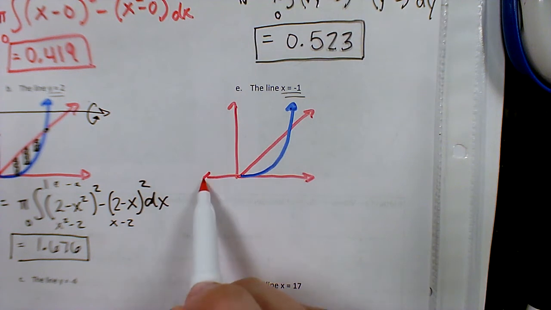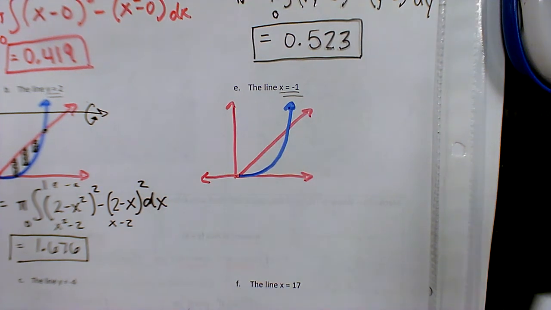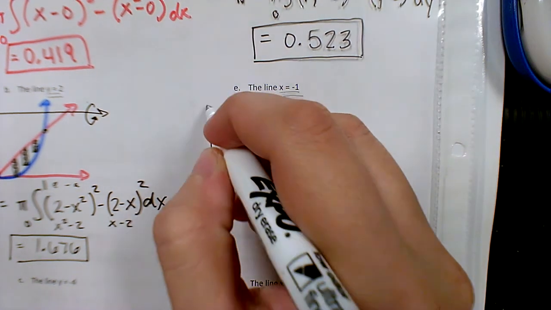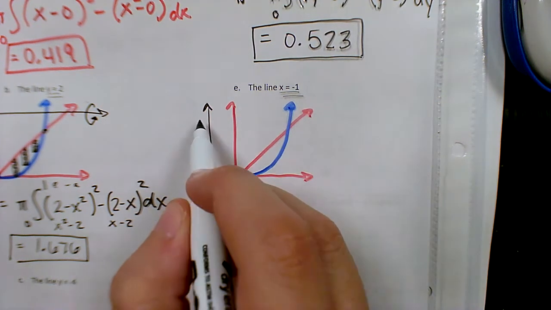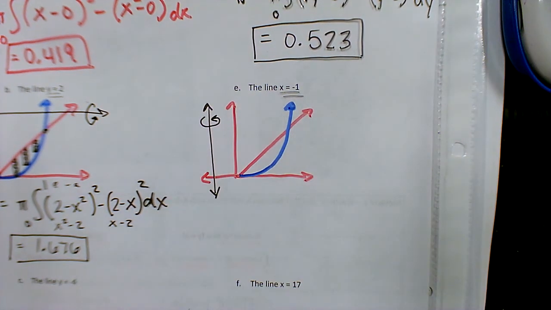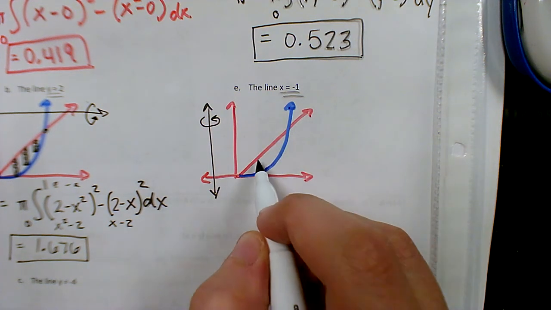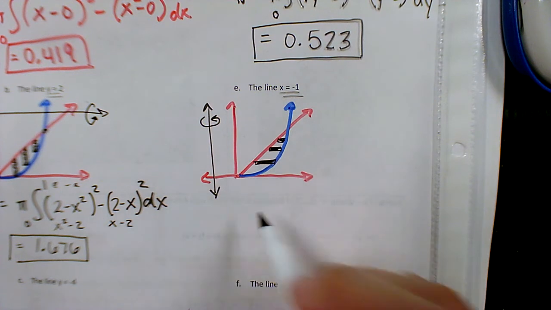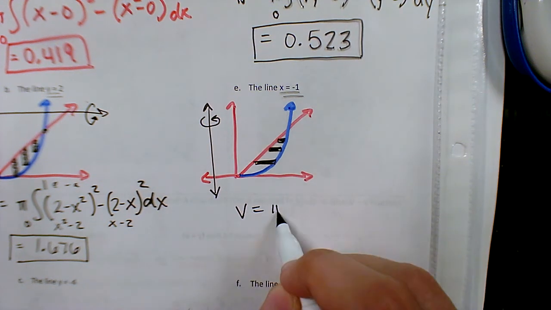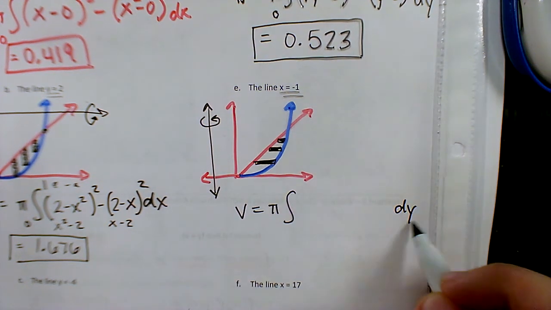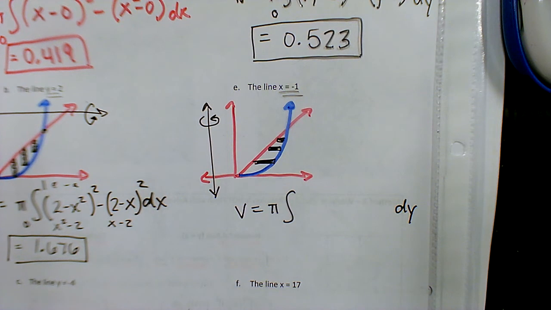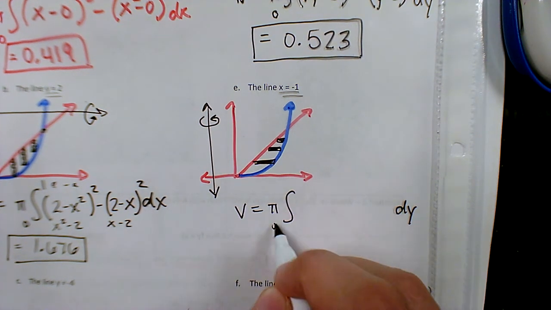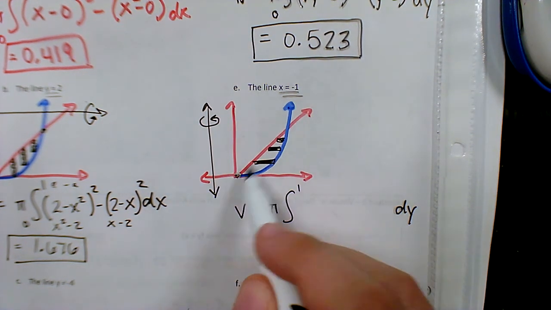This time our axis of rotation is x value of -1. Make it a lot easier, huh? Drawing little rectangles in the direction of the axis, they would be horizontal. So we have a dy integral. Bounds still 0 to 1.